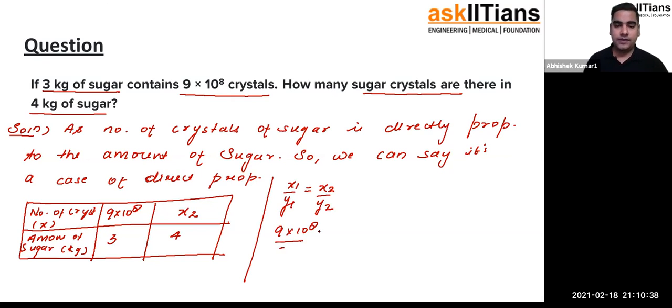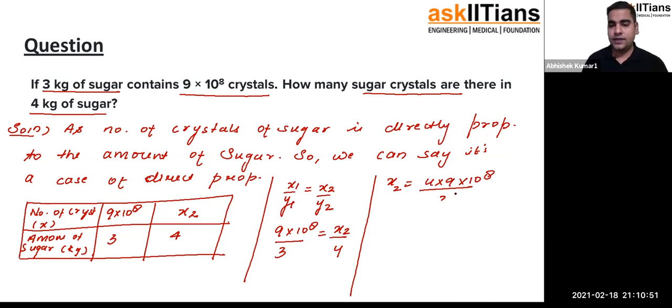y1 is 3. x2, we don't know what x2 is, y2 is 4. So if you simplify it more, you will get x2 is equal to 4 into 9 into 10 raised to the power 8 divided by 3. This 3 will cancel this 9 3 times. So you will be getting x2 is equal to 12 into 10 raised to the power 8 crystals.